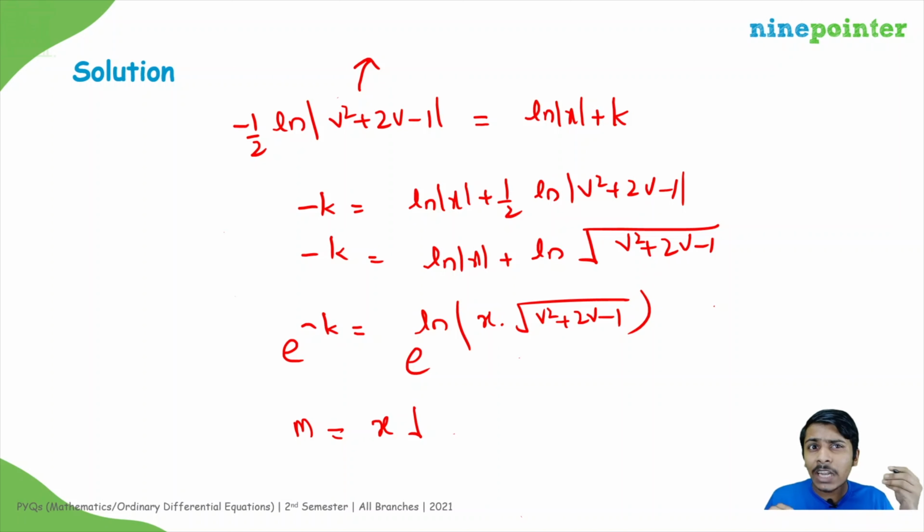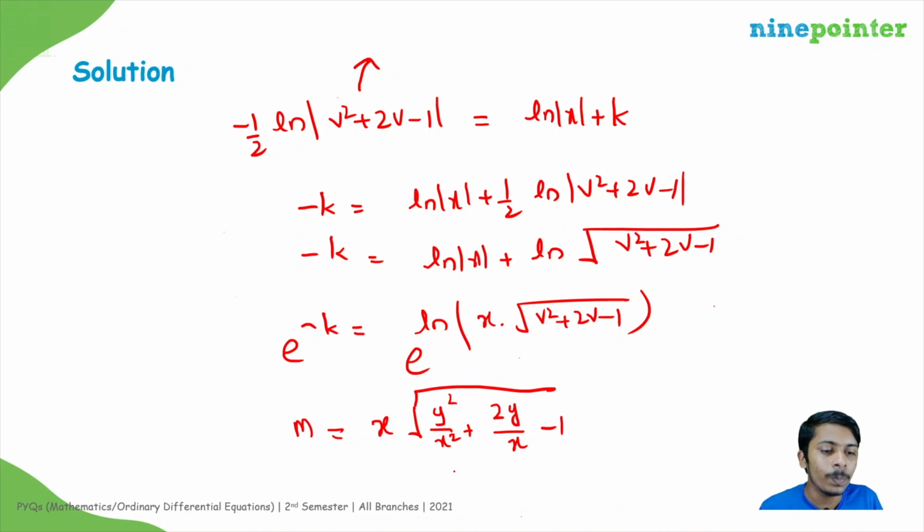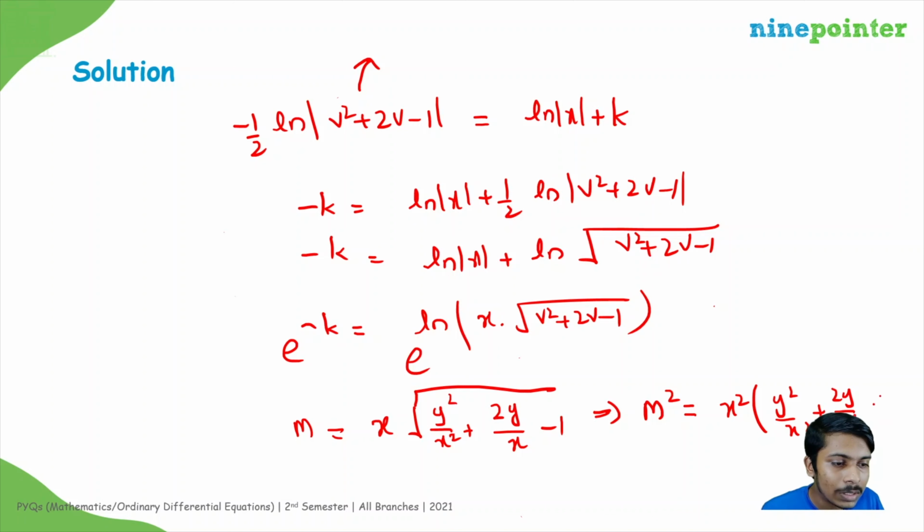But v is a term that we introduced, right? So in place of v, we will just substitute back our y by x. So we will have y square by x square plus 2v will give 2y by x and a minus 1. Okay, now let's just square on both sides. We will have m square is equal to x square into y square by x square plus 2y by x minus 1. That is m square is equal to y square plus 2xy minus x square. This is the solution of the differential equation.